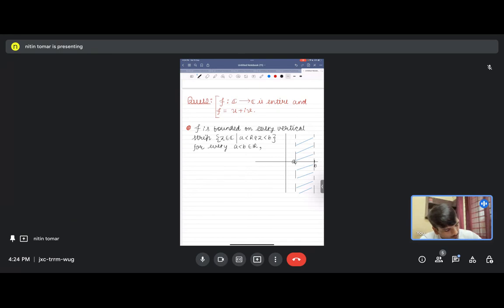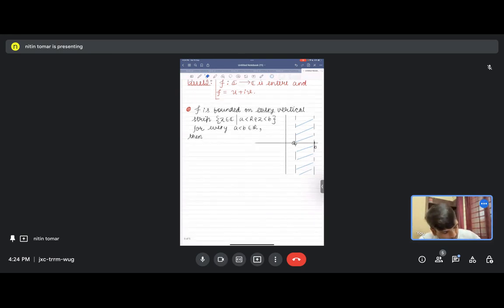Then what can you say about f? Then can we say that f is constant?